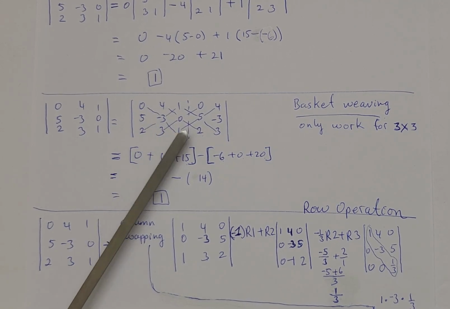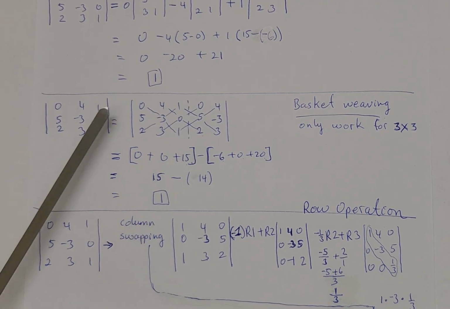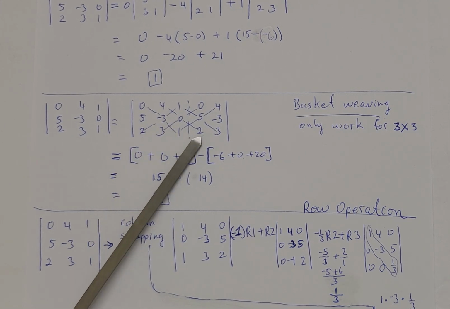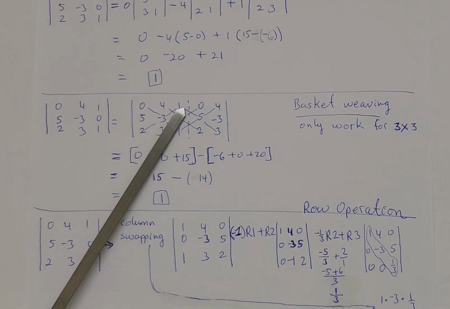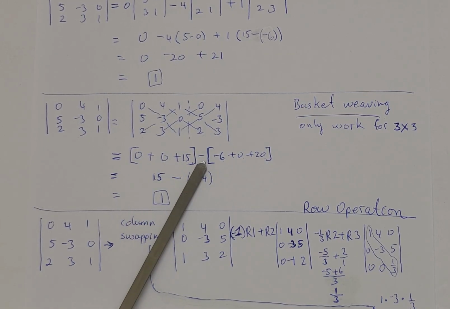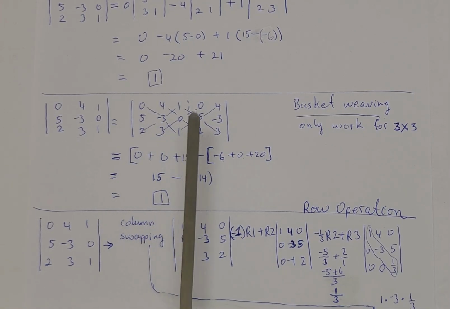4 times 0 times 2 is still 0. 1 times 5 times 3 gives me this 15. One more time. 0 times -3 times 1, 0. 4 times 0 times 2, 0. 1 times 5 times 3, 15. Don't forget the minus. Now you did the left. Now go to the right.